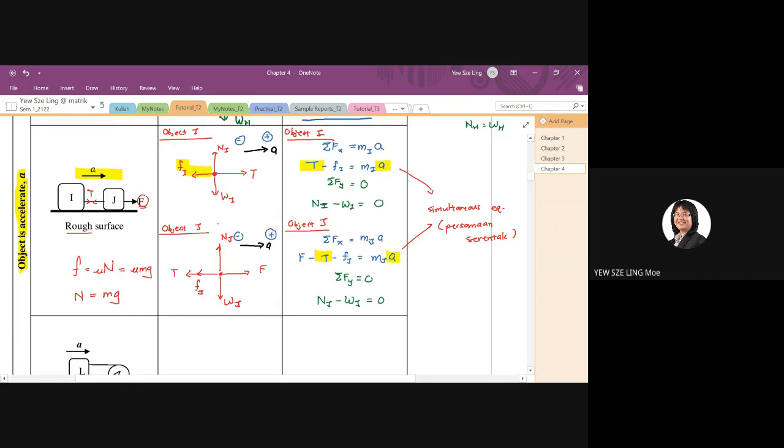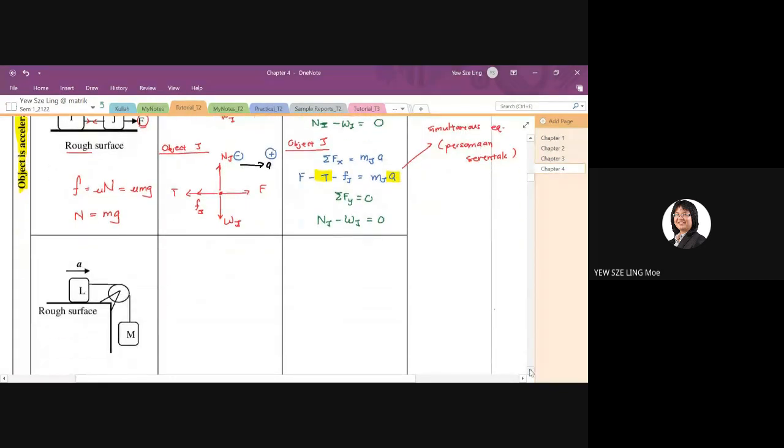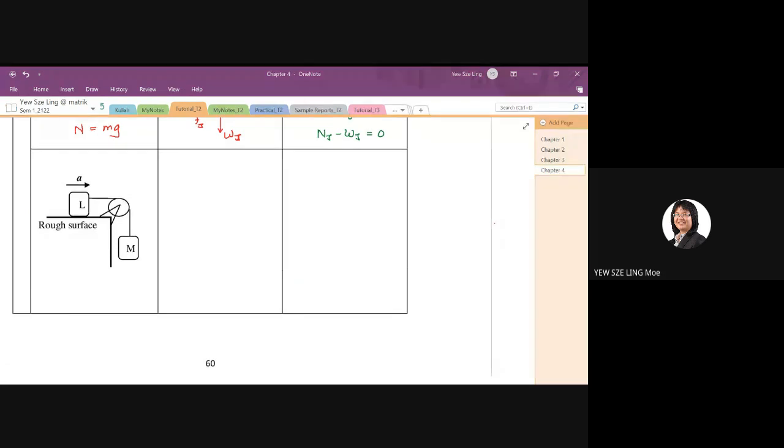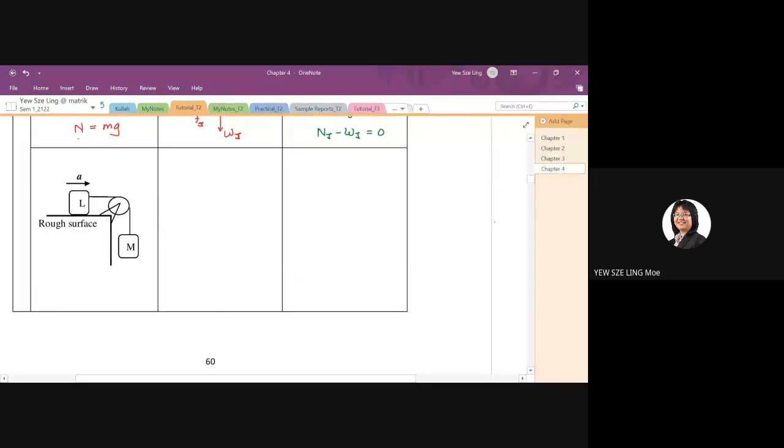So next one. Now these questions are a bit tricky because you have two objects, and they're moving in different directions, right? Now let's see a free body diagram from your friends first. So now you have two objects.